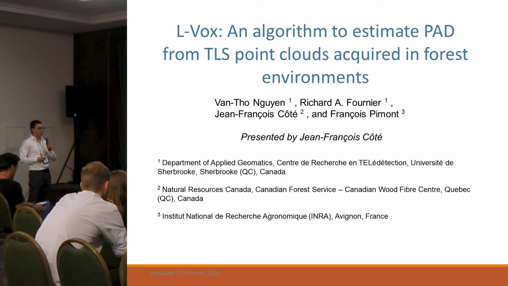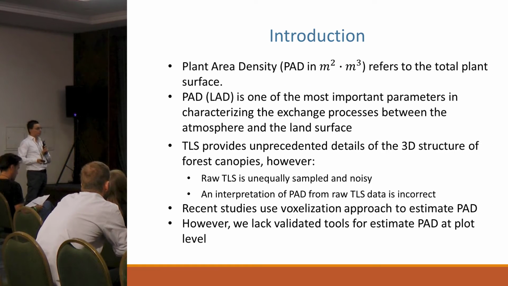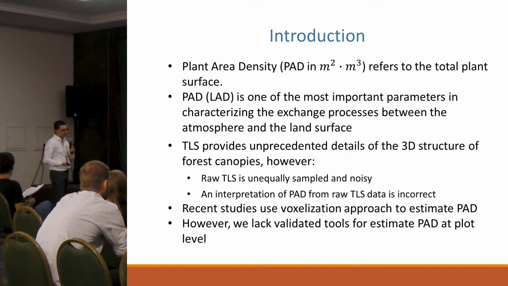So I will talk quite briefly, actually, about an algorithm, LBOX, to estimate the plant area density from TLS point clouds acquired in forest environment. So, introduction, pretty obvious, but plant area density refers to the total plant surface compared to the area density. It is one of the most important parameters, of course, because it characterizes the exchange process between atmosphere and surface.